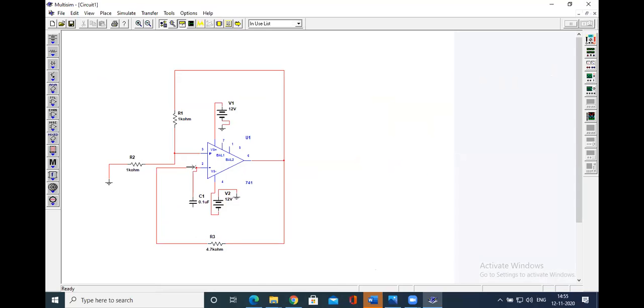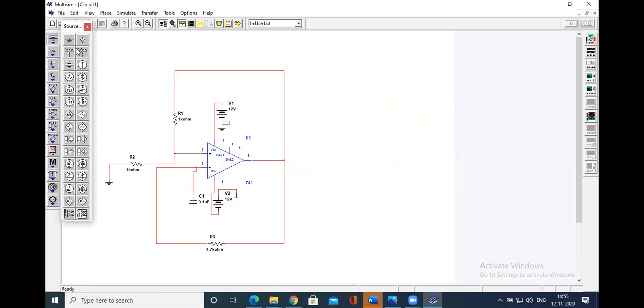There is no polarity, positive or negative, as such. One is connected to pin number 2, and the other part has to be grounded. Fine.